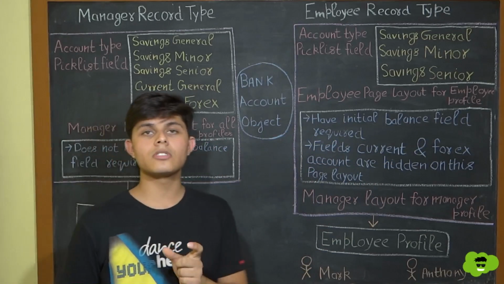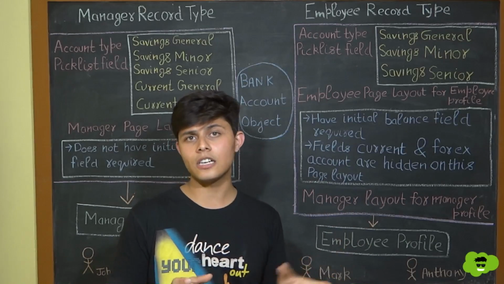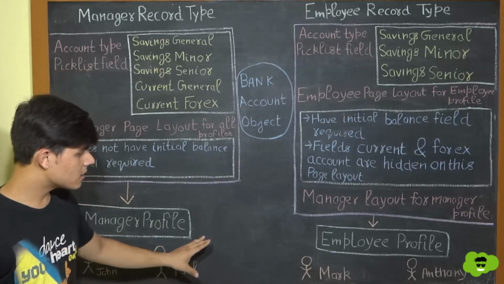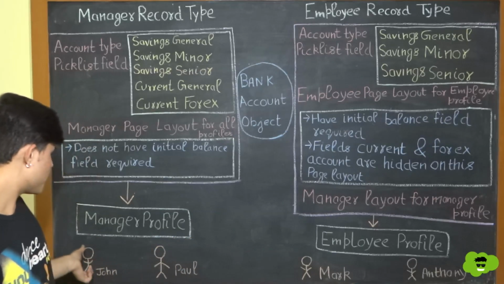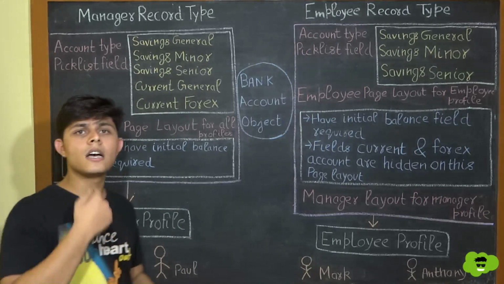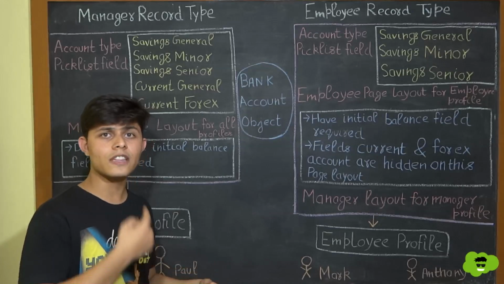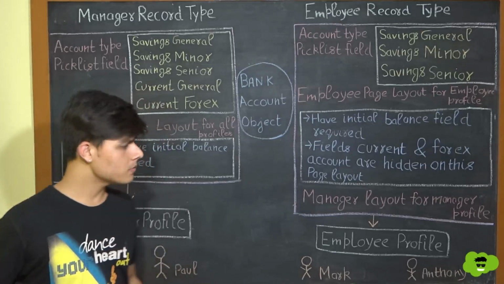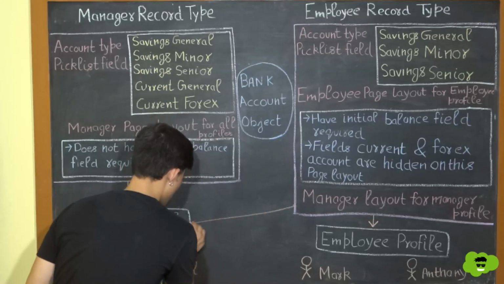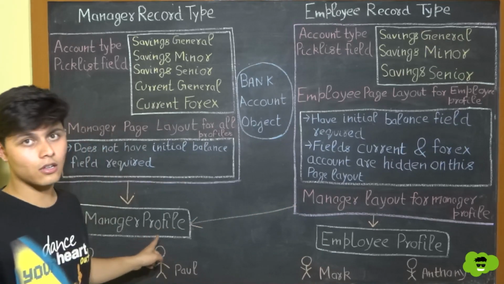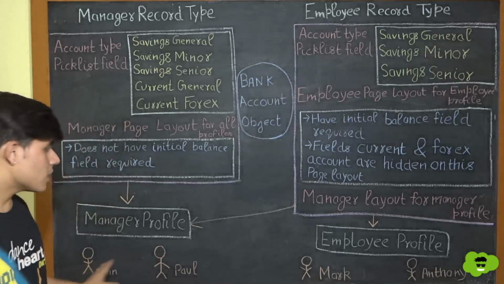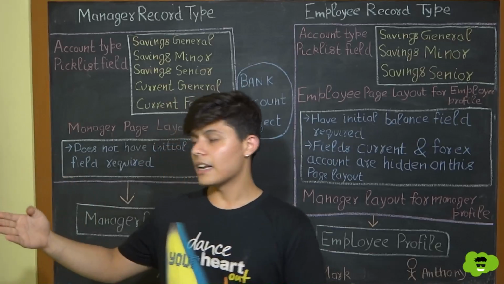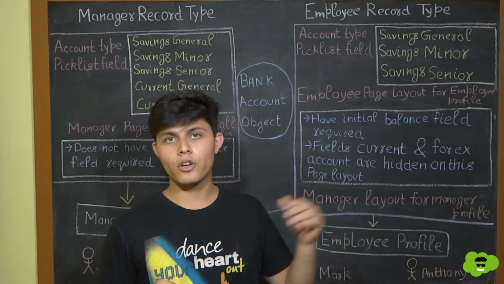And he will not be able to see the current and forex account fields on his page layout because we haven't assigned them to it. And then there comes a scenario: what if John or Paul wants to create a bank account record with the help of the employee record type? It is also possible. How? We'll simply assign this record type to this profile also. Now John and Paul will have a choice: they can create with the manager record type or with the employee record type.